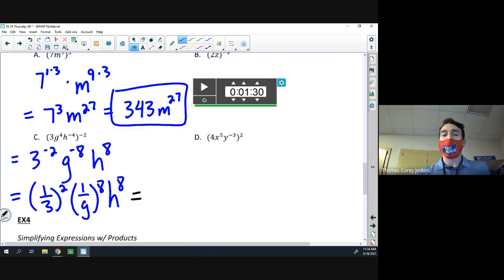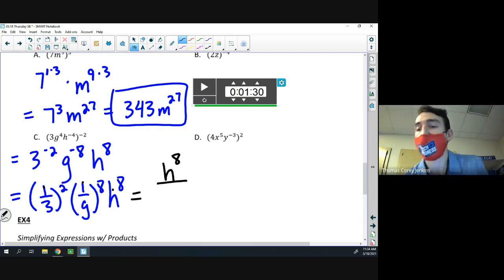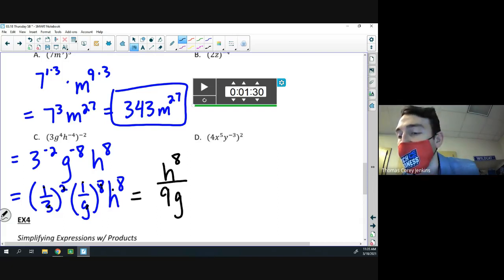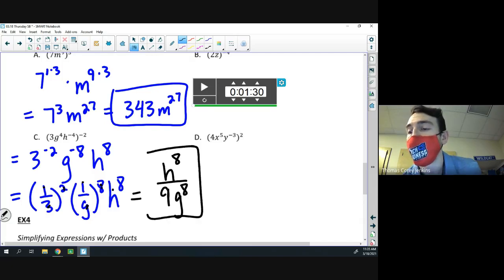So our numerator then is going to be 1 times H to the 8th, so just H to the 8th. My denominator is going to be 3. Be careful here. It's not just 3, it's 3 squared. 3 squared is 9, times not just G, but G to the 8th. Okay, G to the 8th power. So my denominator is 9 times G to the 8th power. And that's what it looks like when we simplify.